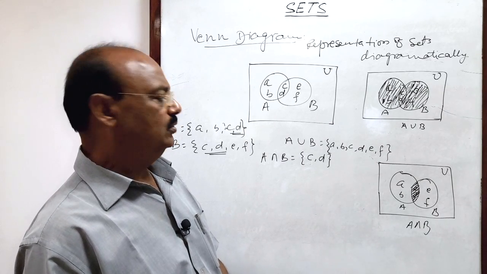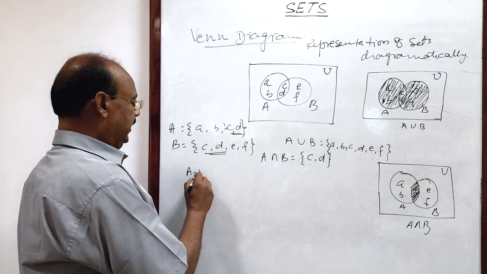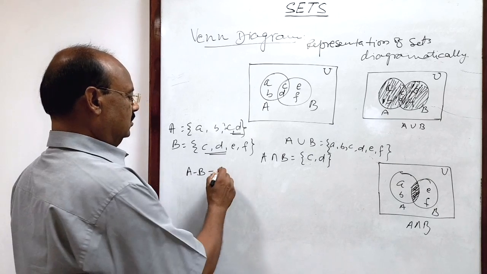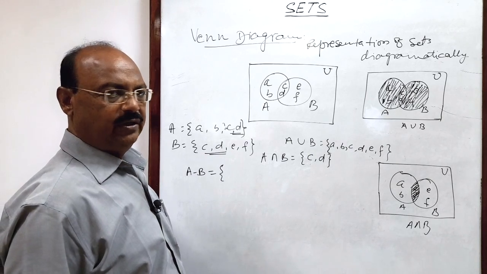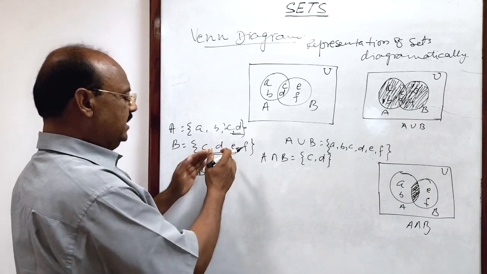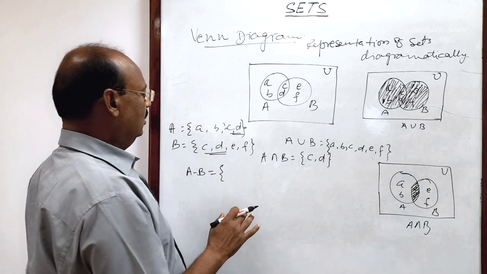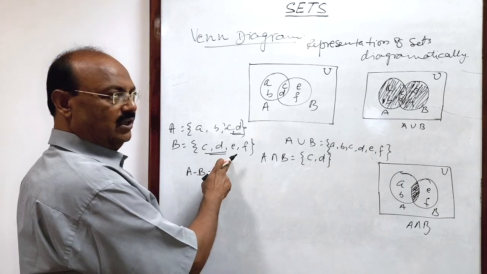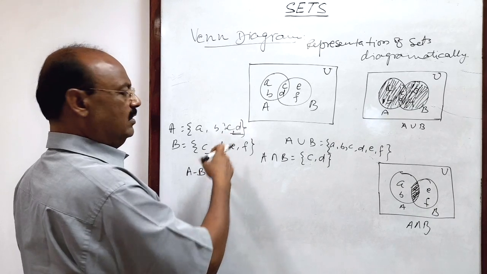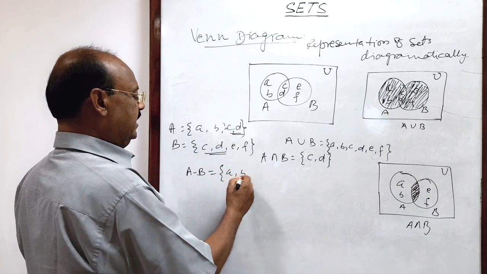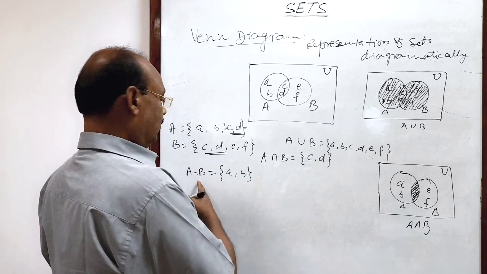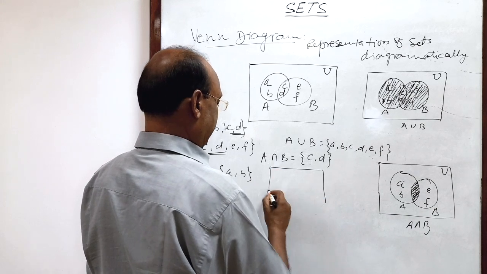Suppose we want to represent A minus B. Then what will A minus B be? What are the elements of this set A minus B? It means from the elements of set A, we will remove all the elements which are available in B, which is known as A minus B. C and D are available in both the sets, so C and D will be removed from set A and the remaining elements will be simply A and B. And the Venn diagram for A minus B will be like this.